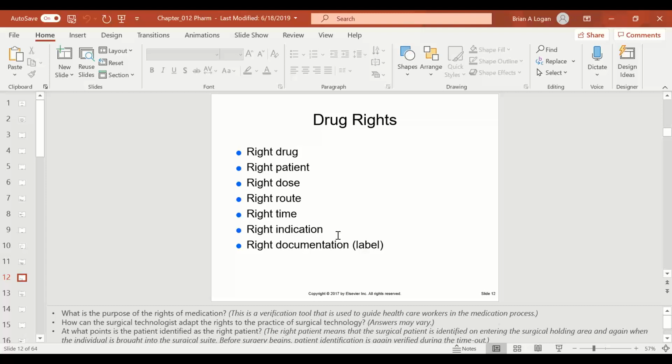The right indication. That's the reason why we're giving the patient that medication. Is the medication we're going to give them going to take care of the problem we're giving it for? And then the right documentation. In our case, for the surgical tech, that means we're labeling all the containers on our field that have that medication in them.